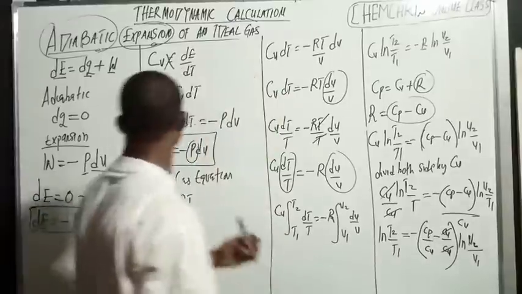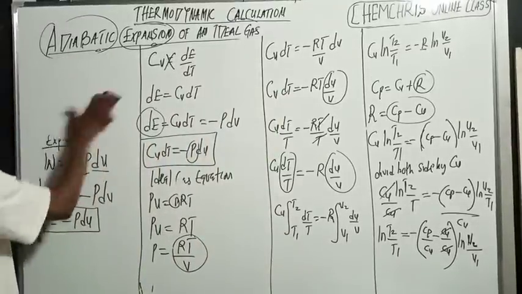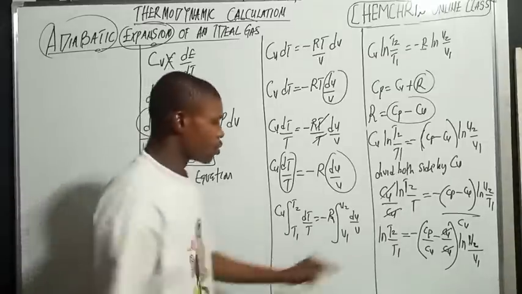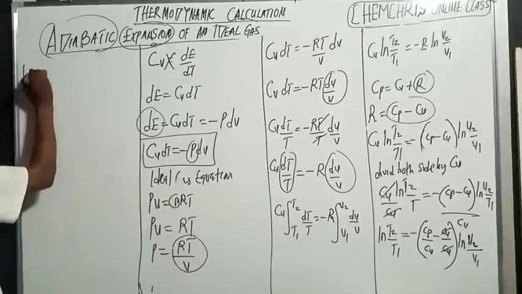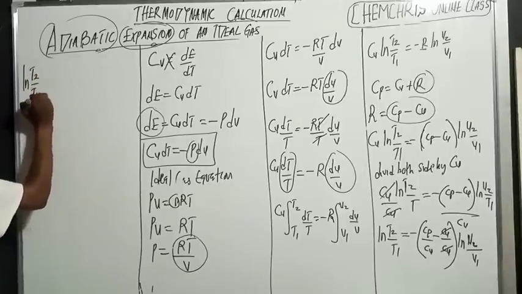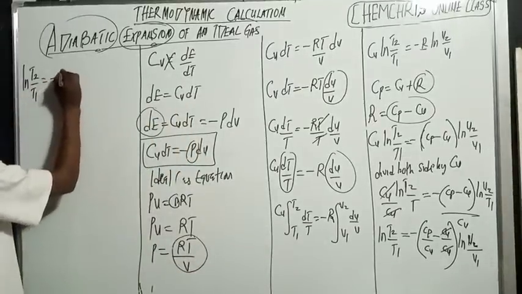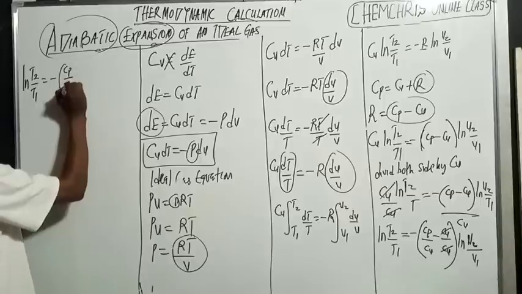So now this is where things get interesting. Let me write this out. What I want to get here is ln T2 over T1, which is this here, equals minus. Now, here I have CP over CV, right?